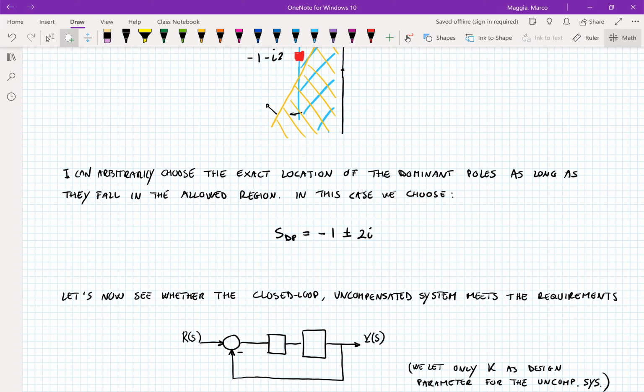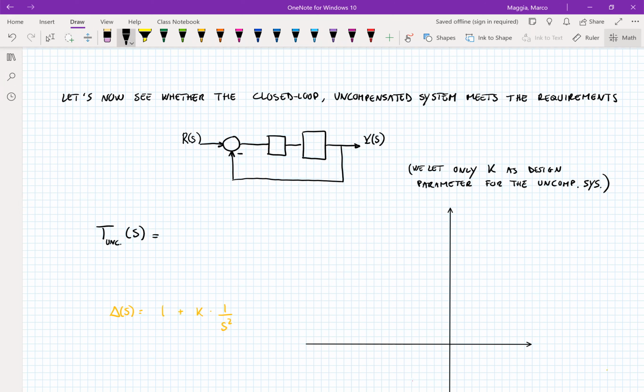Now that we know where our dominant poles are, we still have to check whether or not our uncompensated system's root locus will pass through the location of these dominant poles. So what do we need to do? Well, we need to draw the root locus for the uncompensated system. So let's go back to our uncompensated system. We simply have our gain k, and our plant is 1 over s squared. So what is the closed loop transfer function for the uncompensated system? That is k times 1 over s squared over 1 plus k times 1 over s squared.